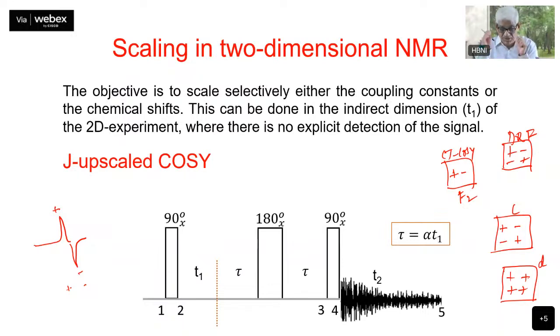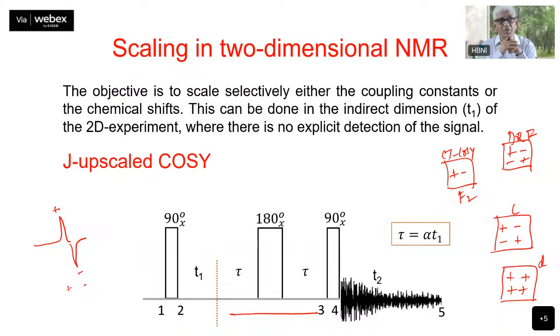So this is the pulse sequence which achieves this purpose. Simply looking at it, what we have done here is a simple modification of the COSY pulse sequence. The COSY pulse sequence had only two pulses, 90x and 90x, and there was a T1 in between. Now what you do is you introduce a spin echo sequence here. This is the tau 180 tau 90 spin echo sequence.